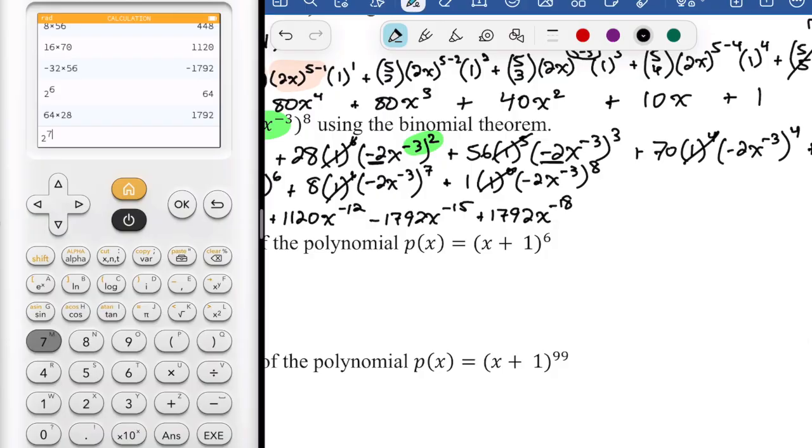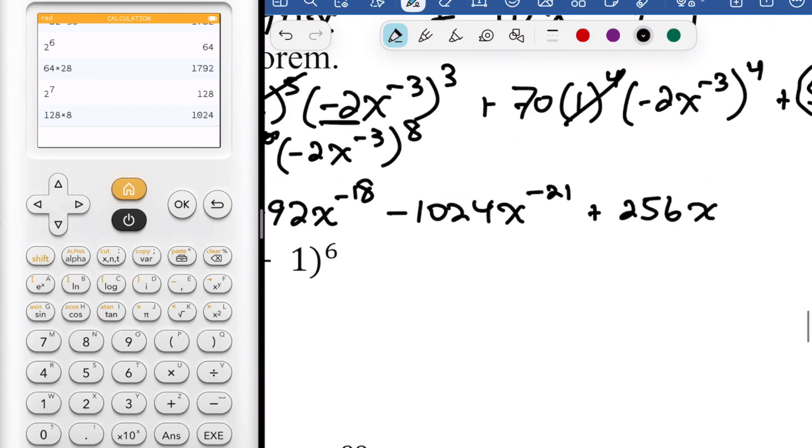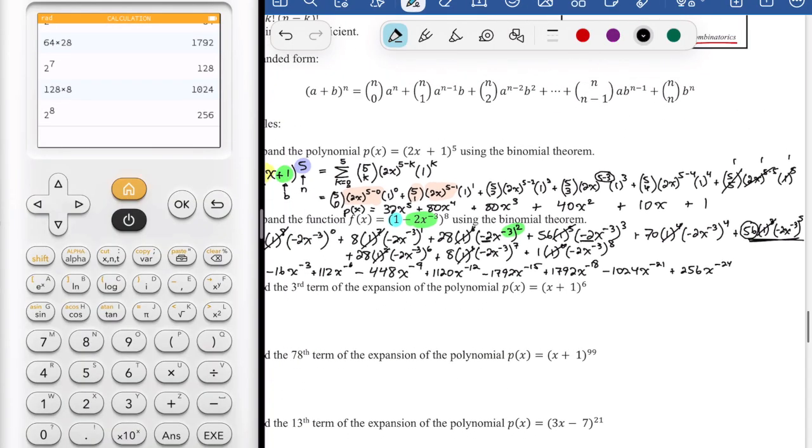All right, 2 to the 7th is going to be 128 times 8, 1024, but negative x to the negative 21st power, and then plus 2 to the 8th power is 256, which does not start with a 5. x to the negative 24th. Okay, so 2 again to the 8th, 256, x to the negative 4th.